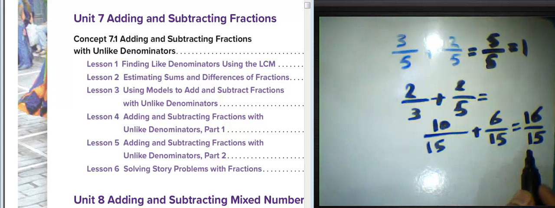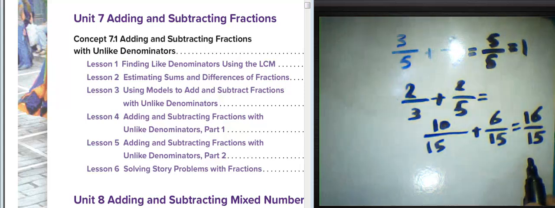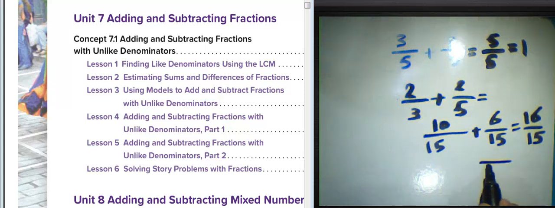We know 16 over 15 is greater than 1, it's an improper fraction. We must convert it from an improper fraction to a mixed number. We write 15 in the denominator here, 16 divided by 15 equals 1 and remainder 1. So the result will be 1 and 1 over 15.